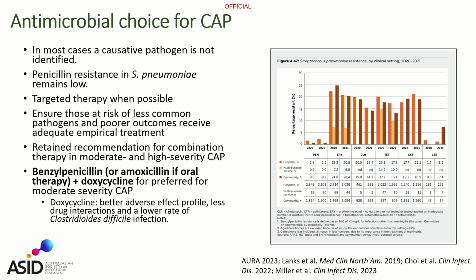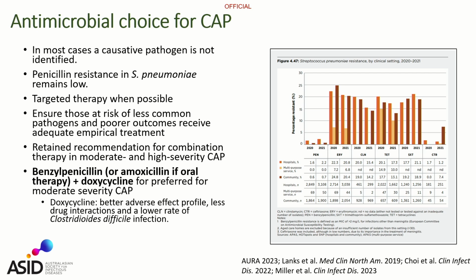With regards to the use of doxycycline, there have been a number of papers published during the course of this guideline update, particularly in some of the American journals, comparing doxycycline to macrolides and fluoroquinolones, and it has come out with equivalent efficacy in this setting, but a much better adverse event profile, less drug interactions, and a lower rate of C. diff infection.